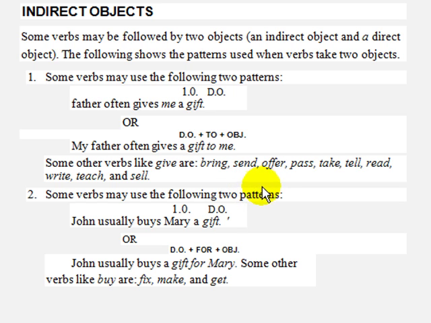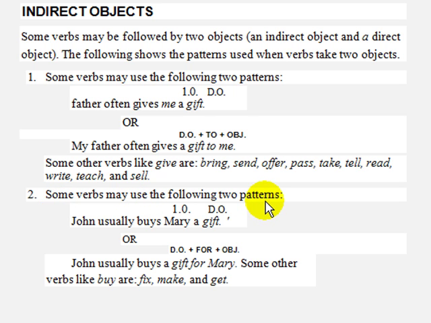We could make this sentence say, "Father often brings me a gift," or "My father often sends me a gift," or "My father often sends a gift to me." So you have it in those forms. Very good. Let's go to the next example, number 2.